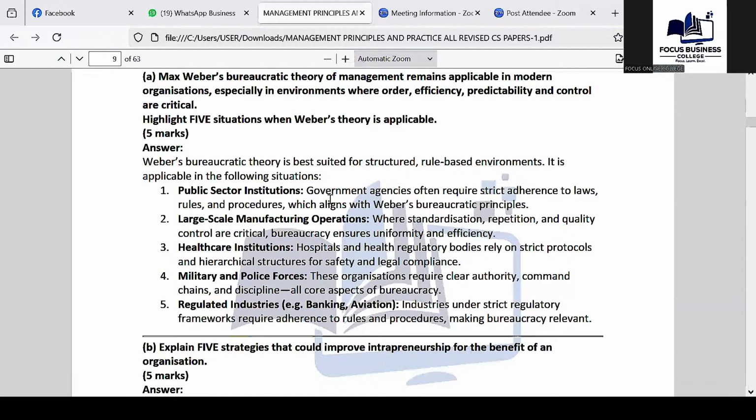So I understand where Ambuche is coming from. Ambuche, maybe you expected us to say, for example, the first situation could be areas where we need strict adherence to law. Number two could be a situation where there is standardization, repetition, and quality control. Number three, an area which is controlled by a lot of regulation, a field or an industry controlled by certain authority. And then also areas with a strict regulatory framework. So basically, I understand how you come at it.